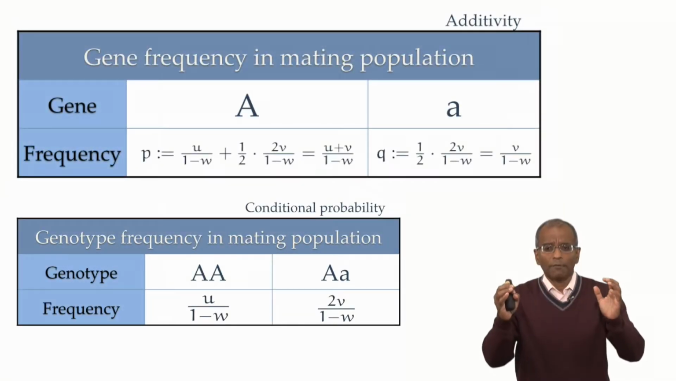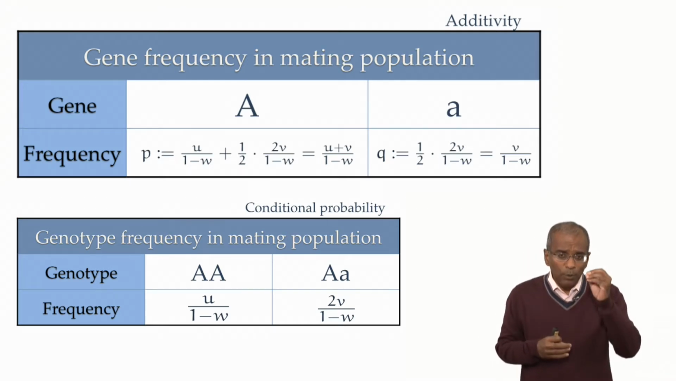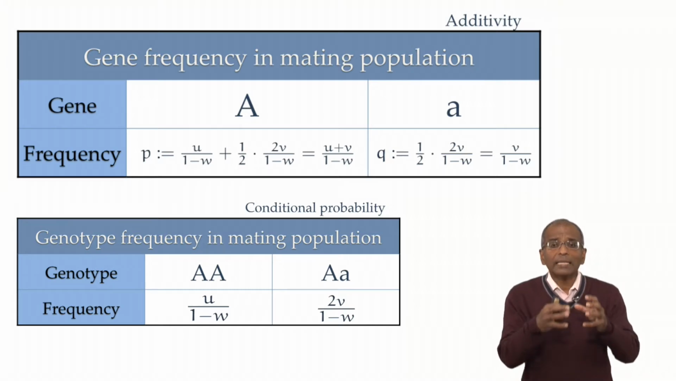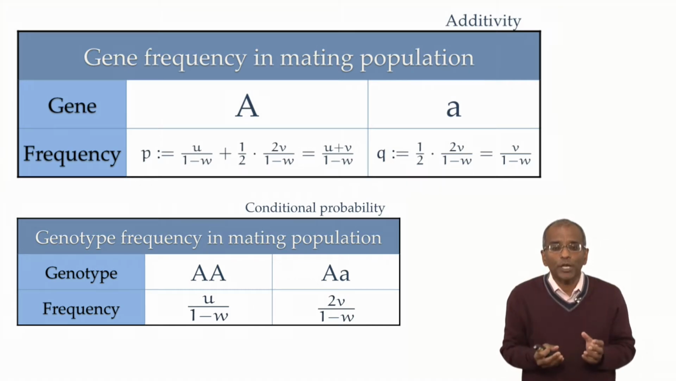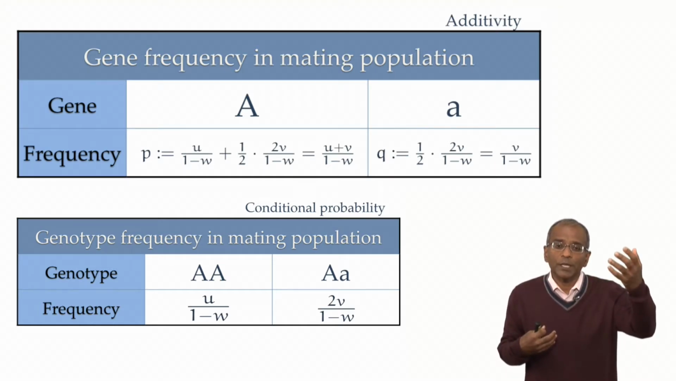Let's keep an eye first on the mating population proportions. Remember, only the normal homozygous or the heterozygous individuals can mate, and they appear in the mating subpopulation in proportions U over 1 minus W and 2V over 1 minus W.